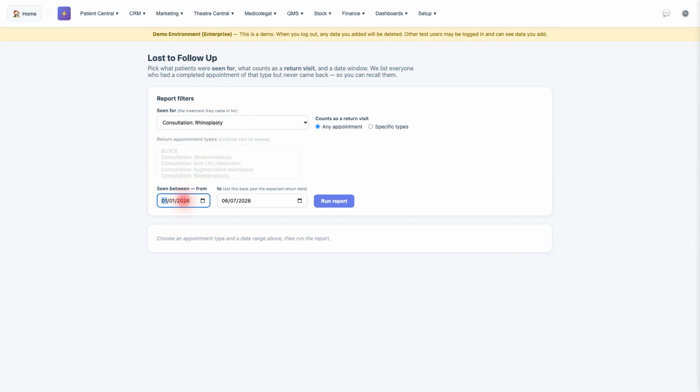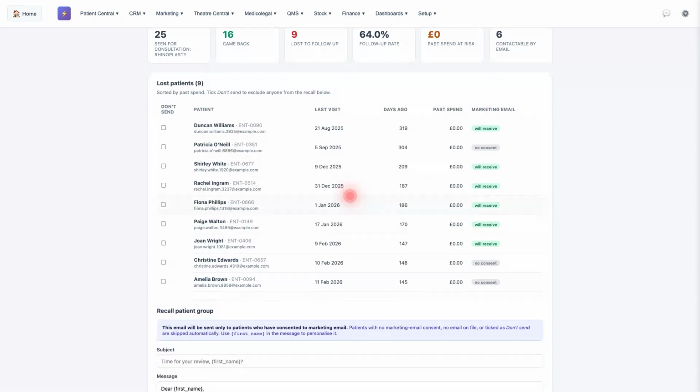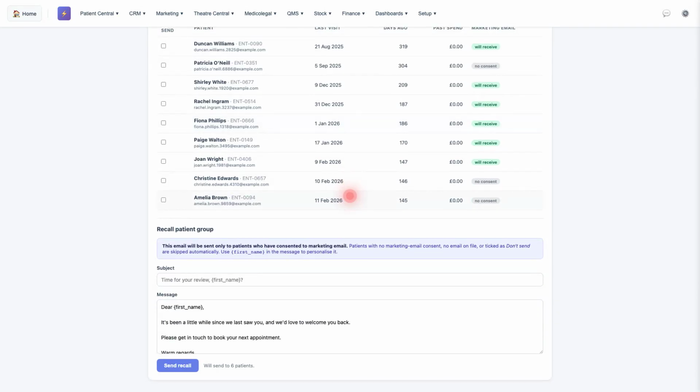Then set how far back to look. We will go right back to the start of 2024 and run it. Straight away you can see how many patients you saw, how many came back, and how many are lost, along with the money those lost patients had already spent with you. Below that is every lost patient, sorted by spend, so your most valuable people sit right at the top of the list.